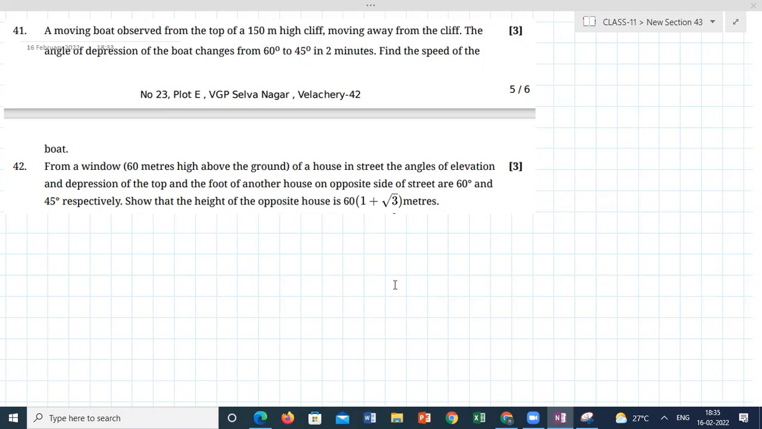A moving boat is observed from the top of a 150 meter high cliff, moving away from the cliff. The angle of depression of the boat changes from 60 degrees to 45 degrees in 2 minutes. Find the speed of the boat. So first find out how much distance it has moved as the angle of depression changes from 60 degrees to 45 degrees. When I depict the diagram, it will come like this.